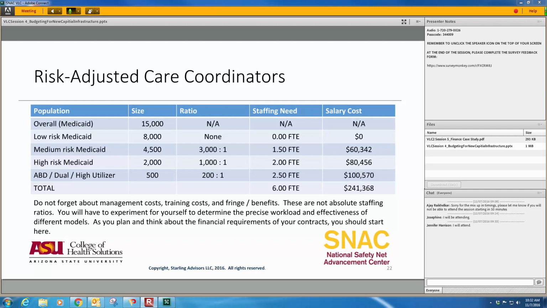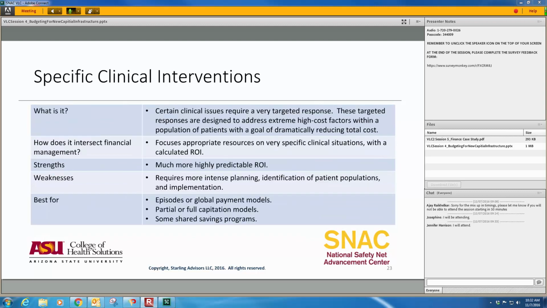You've got to look at the population and be able to put them into the appropriate buckets. You've got to ask for the money essentially to support those models based on the reality of the assigned or attributed population. But the third model is the one that really gets the most specific, and this is where organizations are taking very targeted responses to very specific subsets of the population.